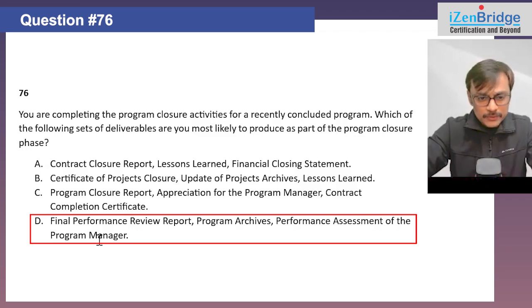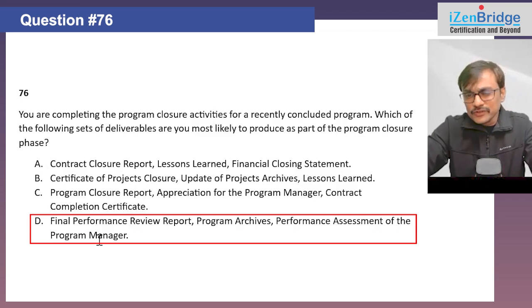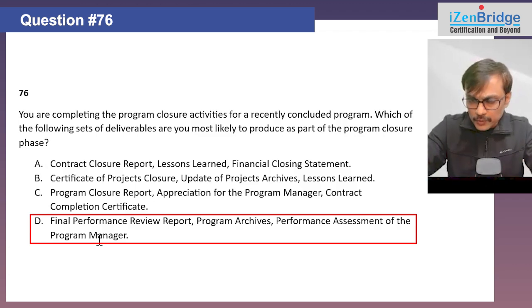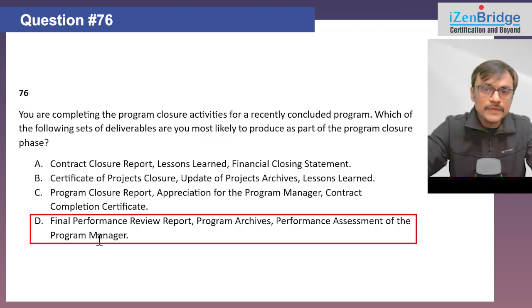So we are left with A and B only. C and D are easy to avoid, and we know that B has the word project. So whenever closure of a program is being discussed, and you see some component-level closure happening, you become a little suspicious because component closure can happen earlier.